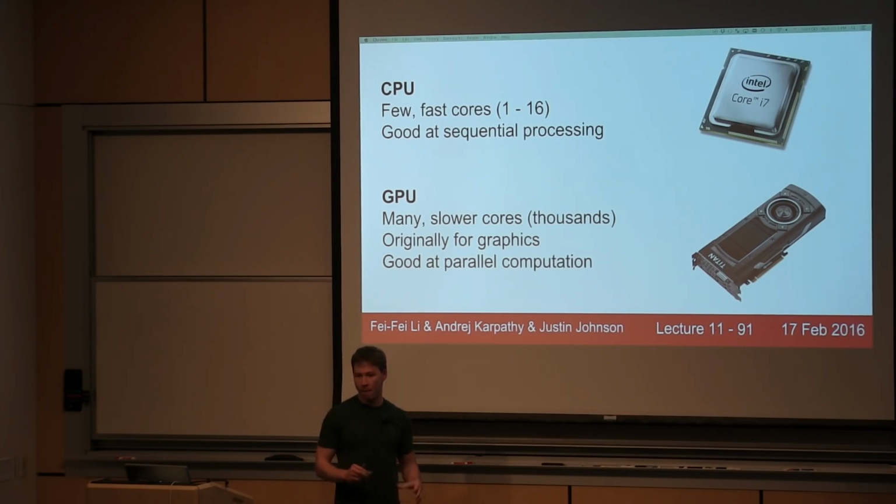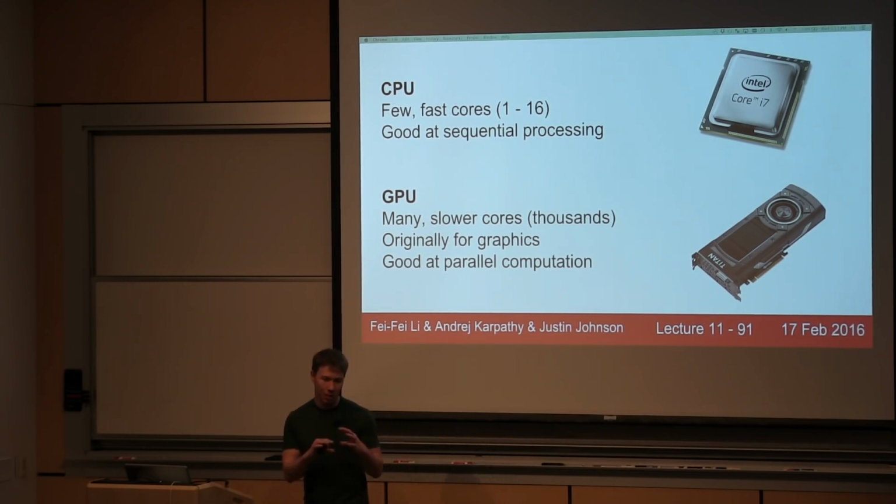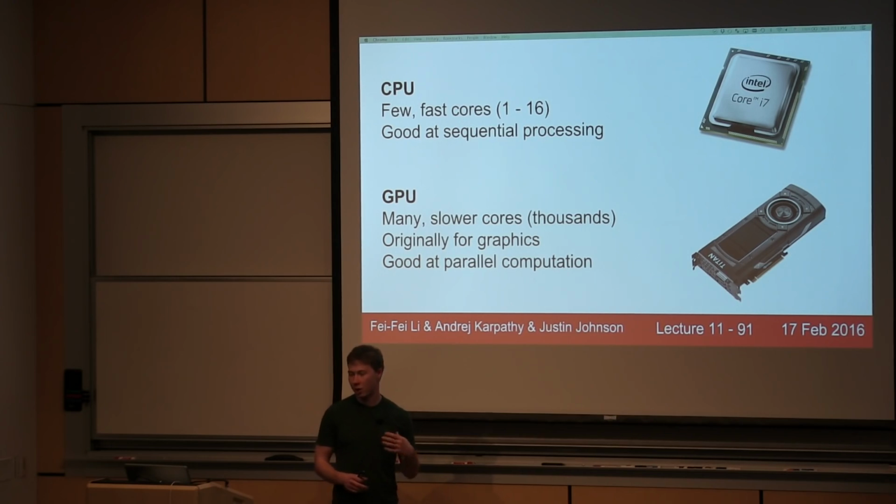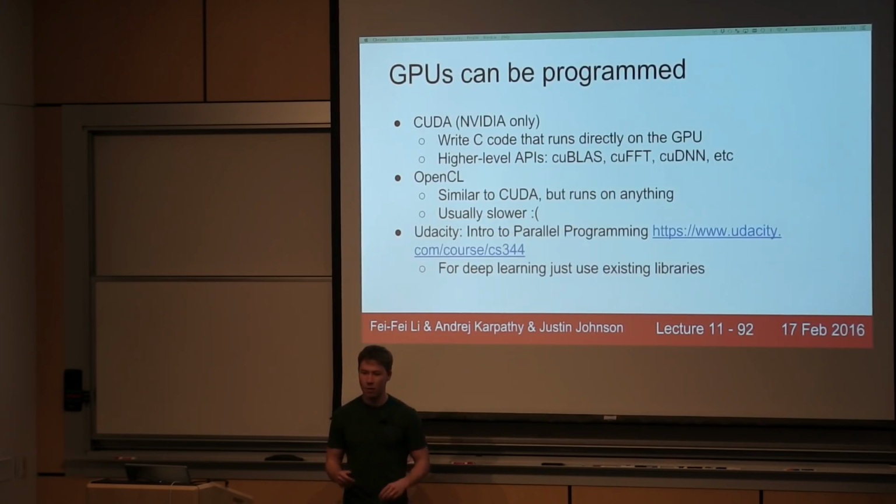GPUs, on the other hand, tend to have many, many cores. For a big guy like a Titan X, it can have up to thousands of cores. But each core can do less. They tend to run at a lower clock speed and be able to do less per instruction cycle. These GPUs were originally developed for processing graphics, so they're really good at highly parallelized operations, where you want to do many, many things in parallel independently.